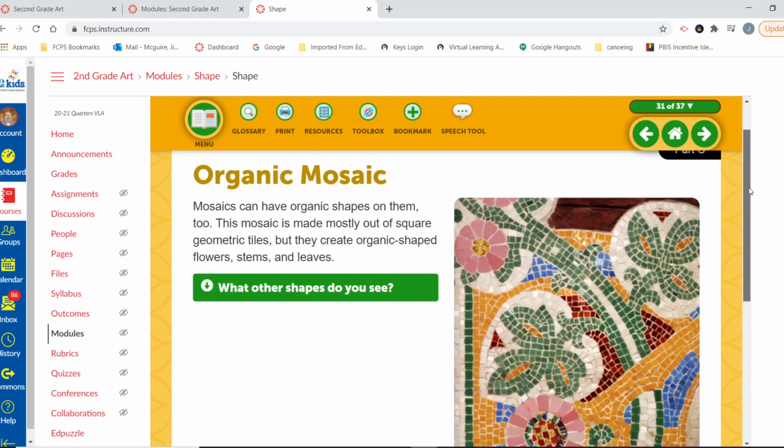Mosaics can have organic shapes on them too. This mosaic is made mostly out of square and geometric tiles, but they create an organic shape: flowers, stems, and leaves. What other shapes do you see? Oh, well, there's some irregular shapes going on there too.